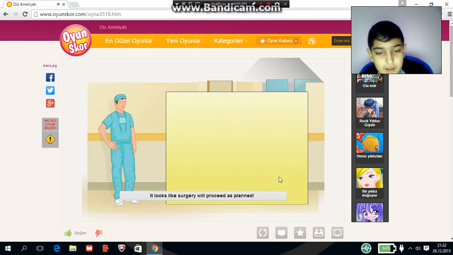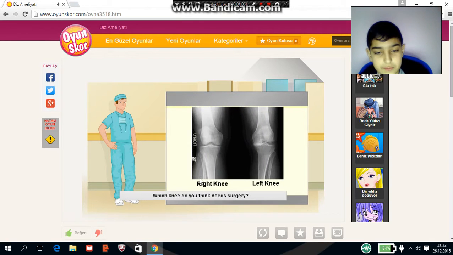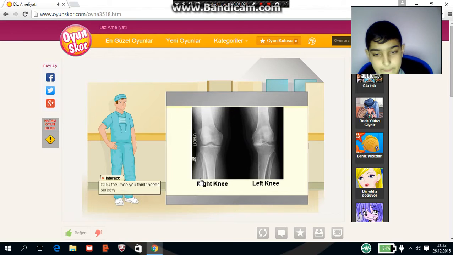It looks like surgery will proceed as planned. Take a moment to look at our patient's x-rays. Which knee do you think needs surgery?